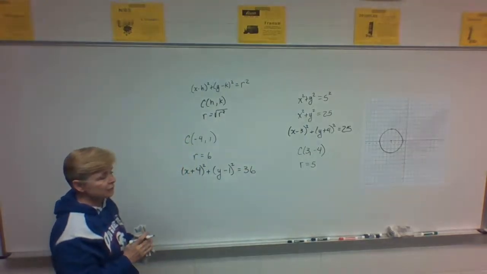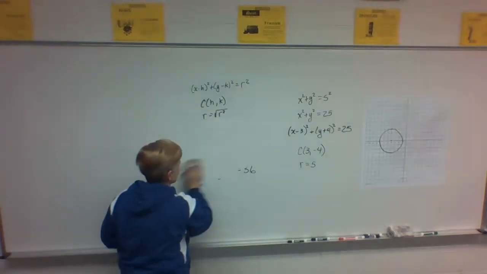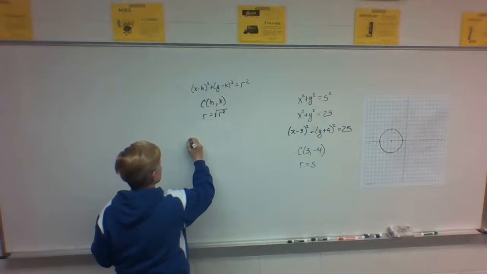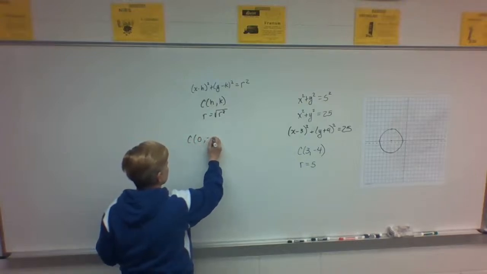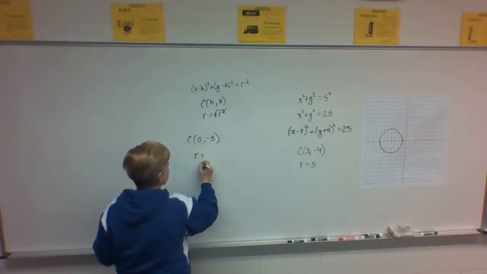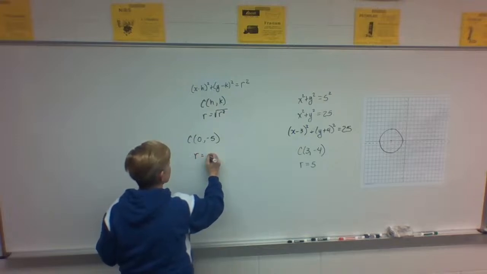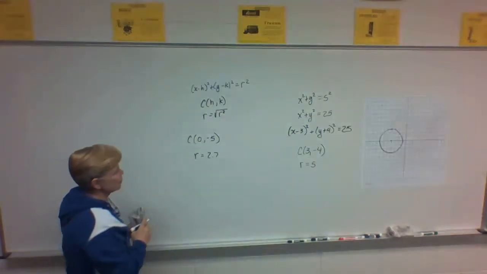Does that make sense to you? You were a little hesitant on that, so let's do another one. What if I told you that the center was 0, -5, and the radius is 2.7. What's the equation of this circle?